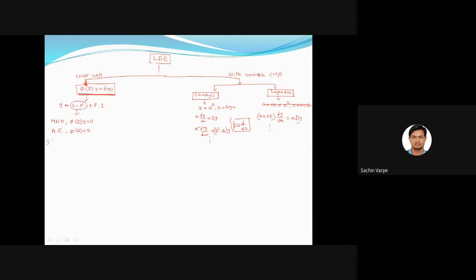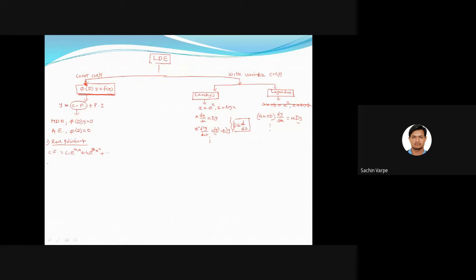If the roots are real and distinct, then what is the formula for the complementary function? Suppose m1, m2, up to mn are the roots, then the formula is CF equal to c1 e to the power m1x plus c2 e to the power m2x, and so on, right? For the real and distinct roots.